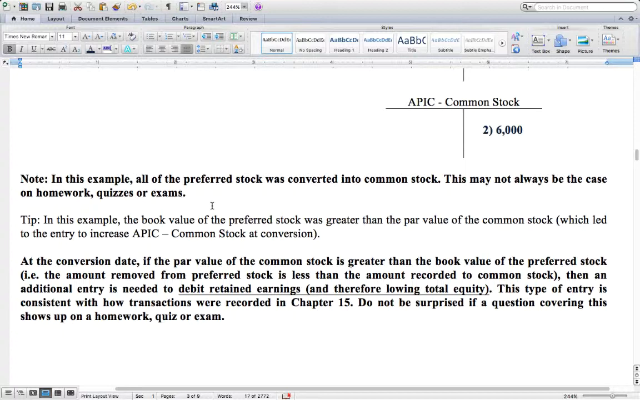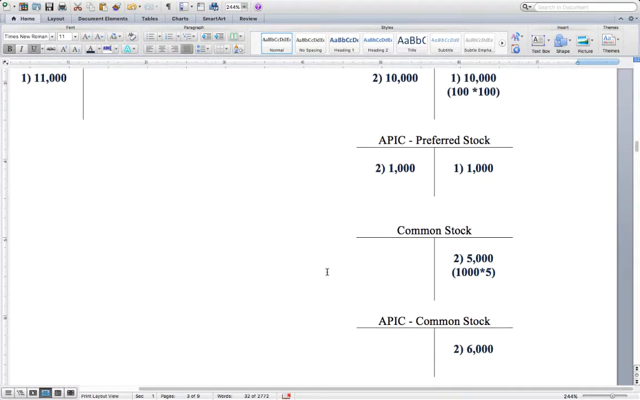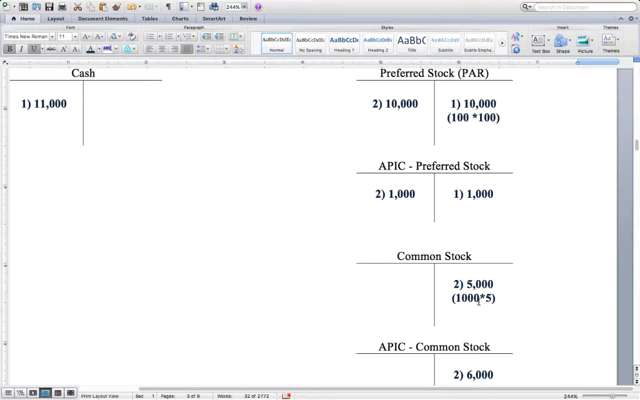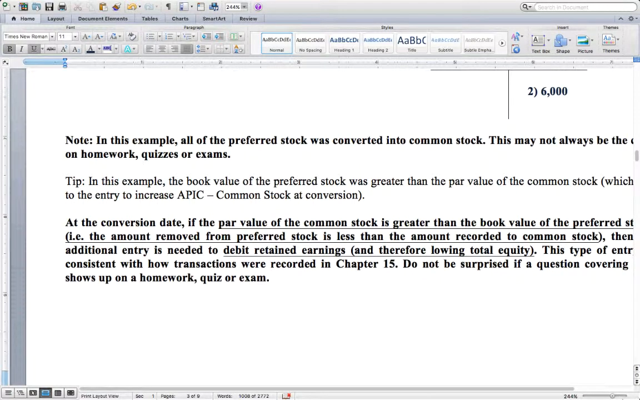However, please note, if at the conversion date the par value of the common stock is greater than the book value of the preferred stock, i.e. the amount removed from preferred stock is less than the amount recorded to common stock. So in this situation, the amount that we would record to common stock is greater than the amount that we pulled off of preferred stock. And as in this example, you can see that we actually booked less to common stock than we booked to preferred stock. In that scenario, then an additional entry is required.